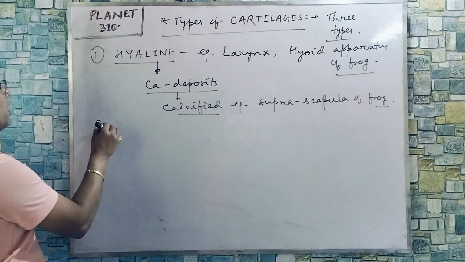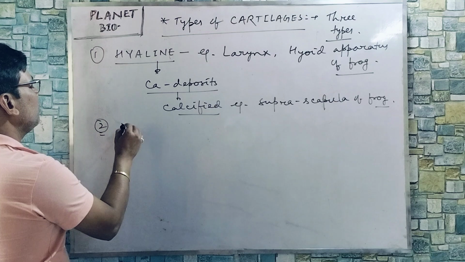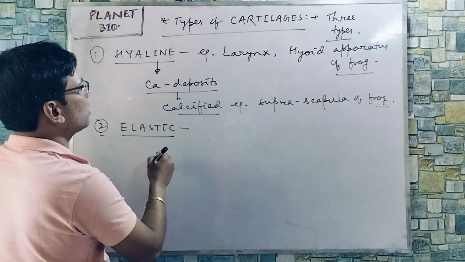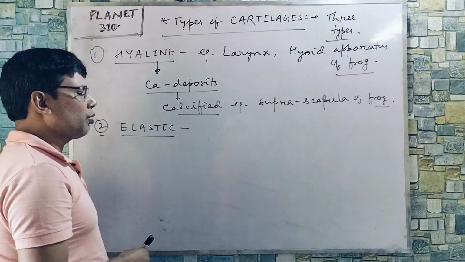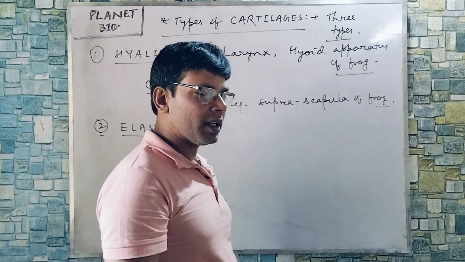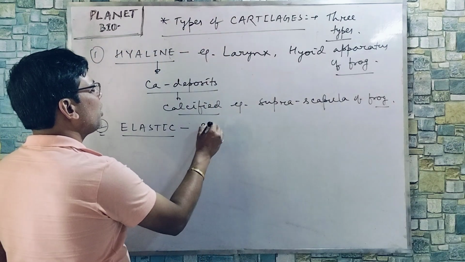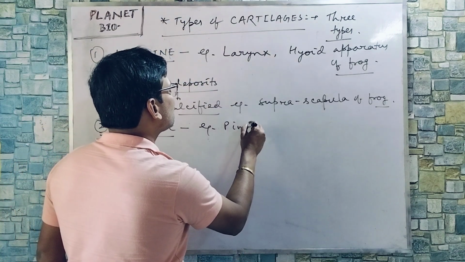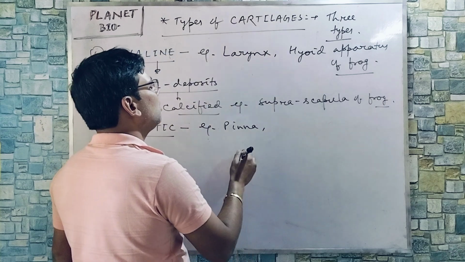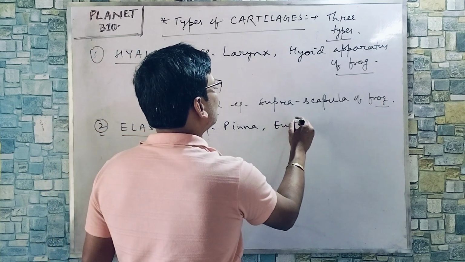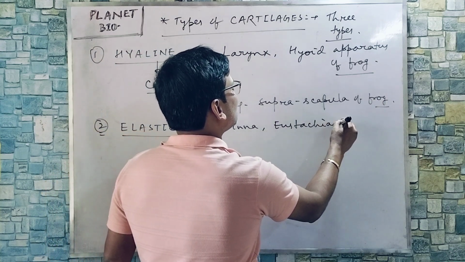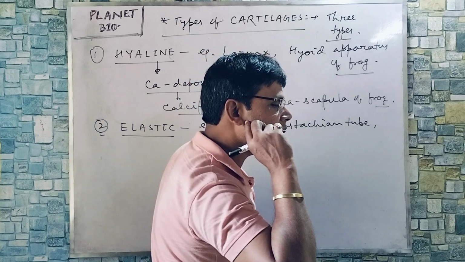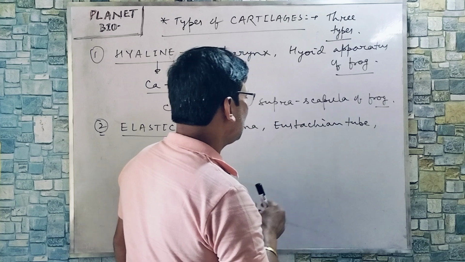Similar is the case with this one. Elastic, you can see, elastic. Elastic means what? Elastic fibers are present there and these are found in our pinna, that is the external ear, right? Eustachian tube. The eustachian tube, you know, a tubular structure which connects the middle ear with pharynx.